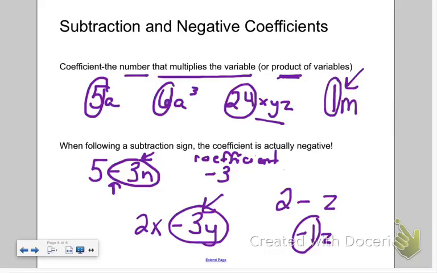1 is the coefficient. If I gave you the variables m, n, and o, well, guess what? They have a coefficient of 1 in front of them. I just don't always need to write it in, but it's there. So back to this problem, if I have 2 minus z, that's actually 2 minus 1z, and that means my coefficient is a negative 1.